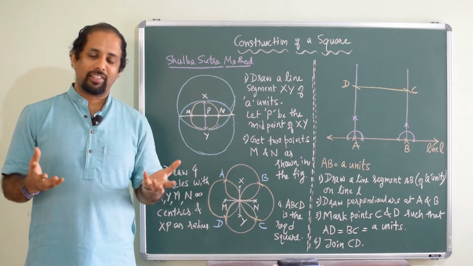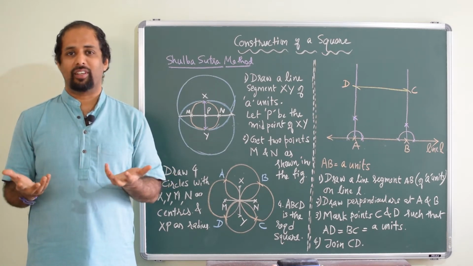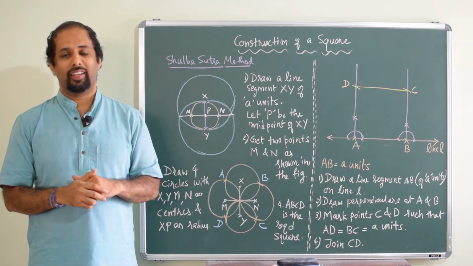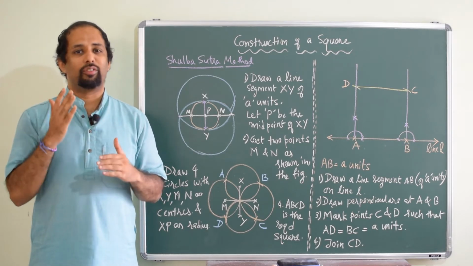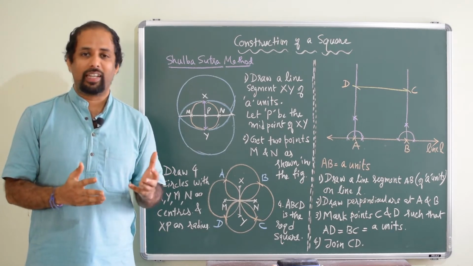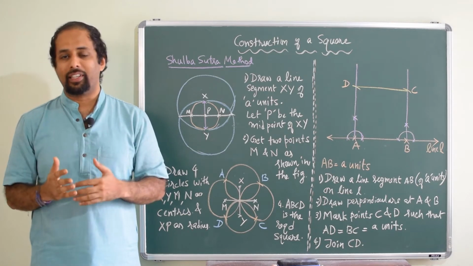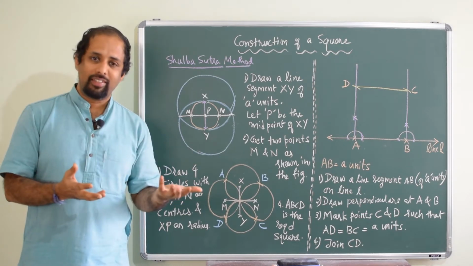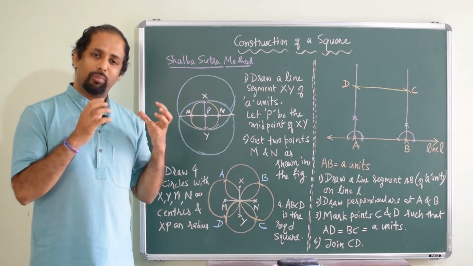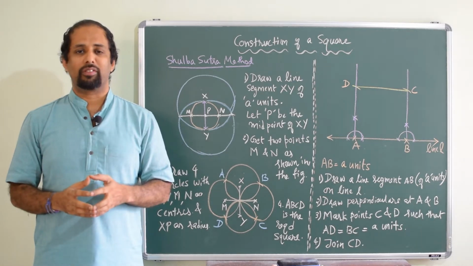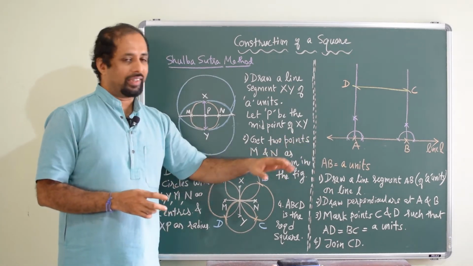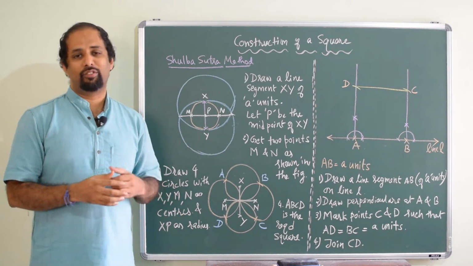Now, square construction is one of the easiest constructions a student finds in school mathematics, because a student needs to know only one thing to do this, that is how to draw a perpendicular line to a given line. If you know this, you can construct a square. In almost all the school mathematics textbooks, we find only one method to construct a square.